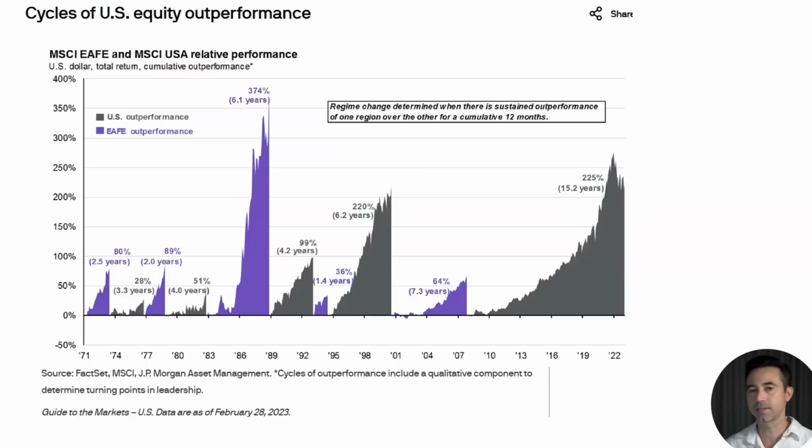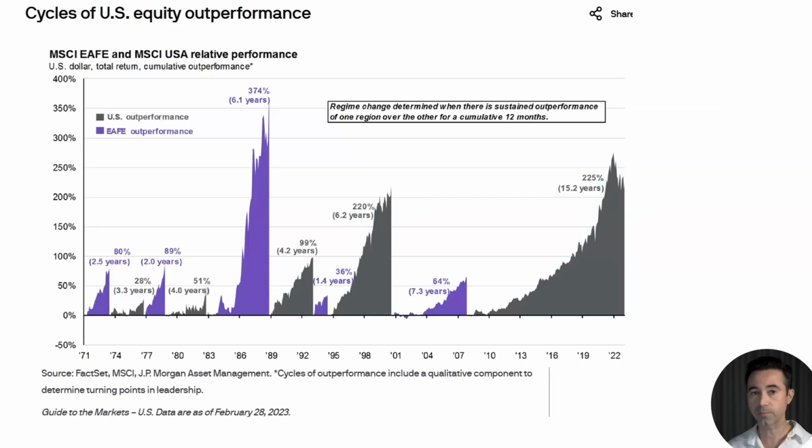Okay, so you have things like developed markets inside Asia, developed markets inside Europe. So we have had huge outperformance in these markets from the US perspective. The US has done much better, 225% better.